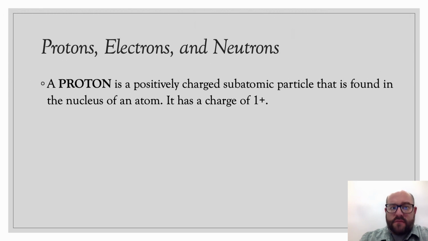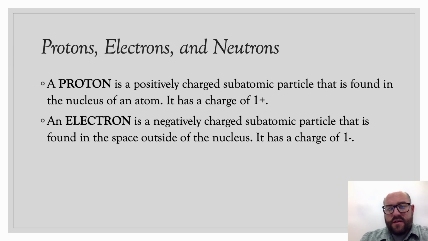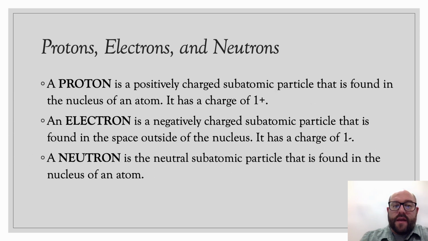A proton is a positively charged subatomic particle that is found in the nucleus of an atom, and it has a charge of +1. An electron is a negatively charged subatomic particle that is found in the space outside of the nucleus, and this has a charge of -1. And then a neutron is a neutral subatomic particle that is found in the nucleus of an atom, along with the proton.